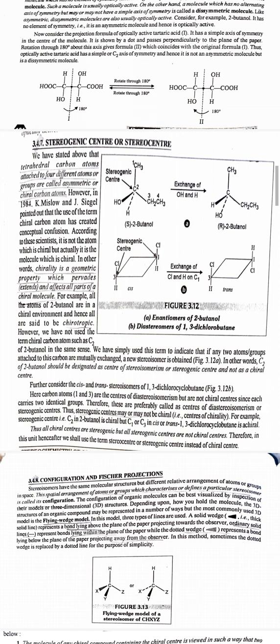We have noted that a tetrahedral carbon atom attached to four different atoms or groups is called an asymmetric or chiral carbon atom. However, in 1984, K. Mislow and J. Siegel pointed out that use of the term chiral carbon atom has created conceptual confusion. According to these scientists, it is not the atom which is chiral, but actually it is the molecule which is chiral. In other words, chirality is a geometric property which prevails, extends, and affects all parts of a chiral molecule. For example, all the atoms of 2-butanol are in a chiral environment, and hence all are said to be chirotopic.